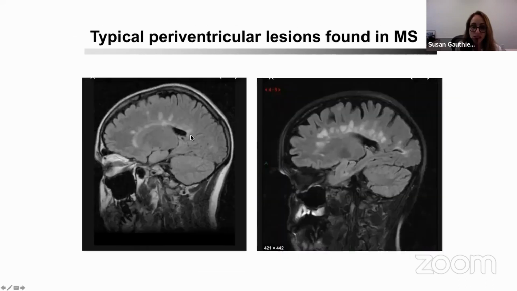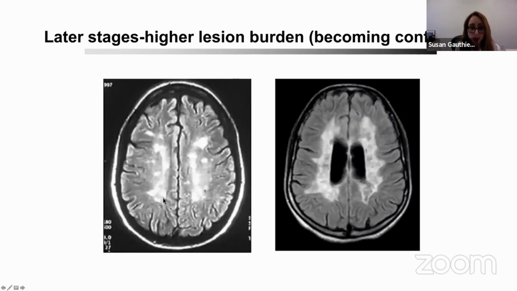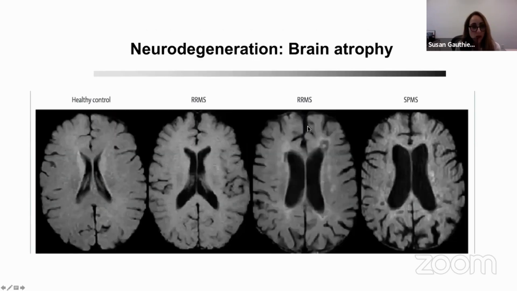In the early stage of the disease, you can see that patients can have a mild to moderate burden of these lesions. But as the disease progresses, you see that these lesions start to consolidate together. There's some expansion, and people end up with this big mass of lesions around their ventricles. And also, as noted earlier, there is this neurodegenerative component to the disease, adding to the complexity. It's not just about the scars.